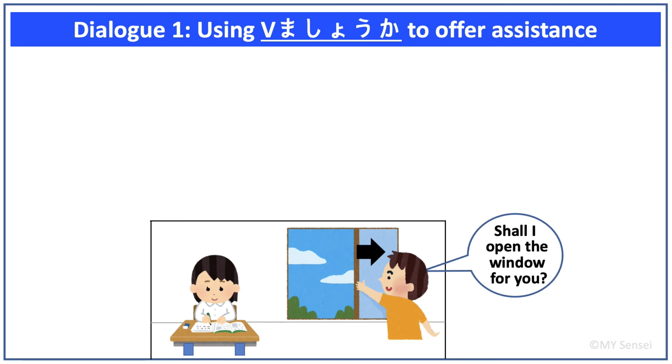Dialogue 1. How to use mashoka to offer assistance and how to decline it when offered.